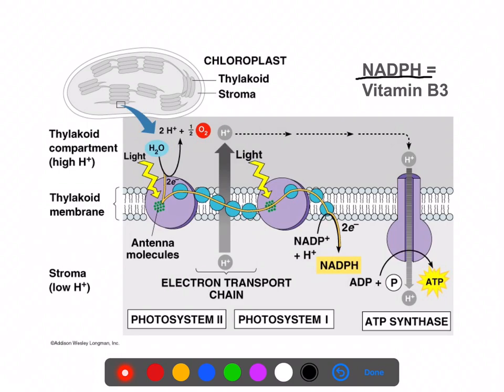If you were wondering, what is NADPH? What is that thing? I'm going to give you the long name of it, right? And you're going to hate it. And we're going to agree that NADPH is just the preferred way to remember it. This is nicotinamide adenine dinucleotide phosphate. You know it as vitamin B3.